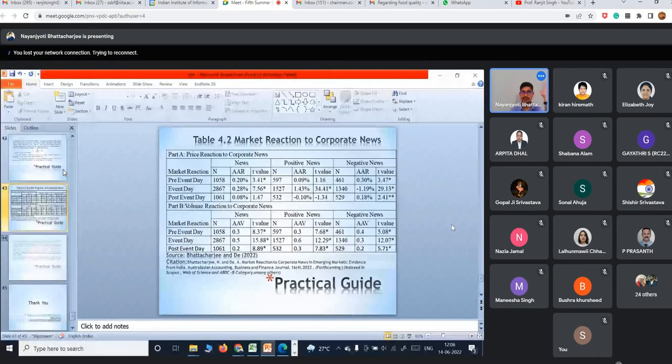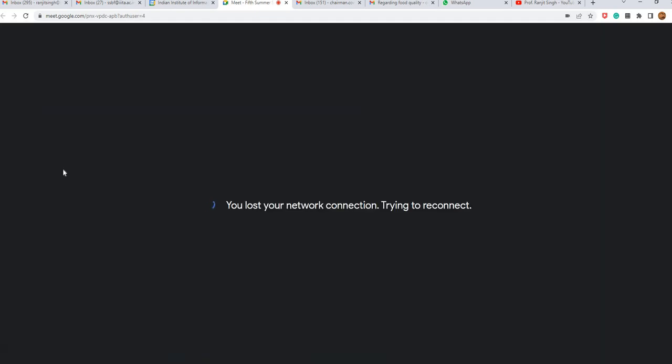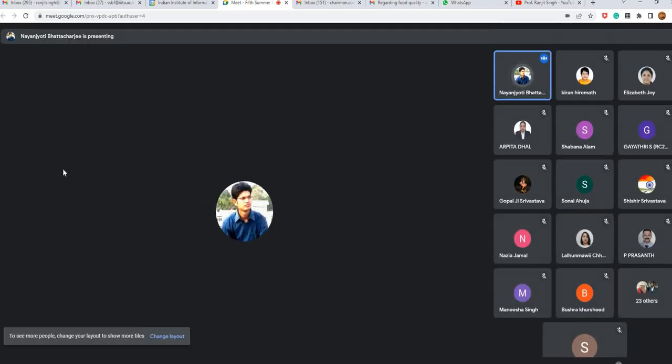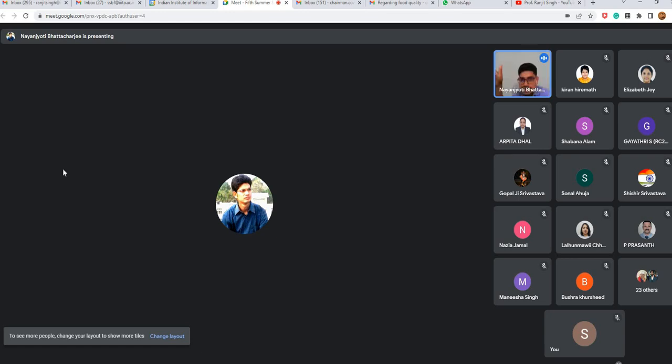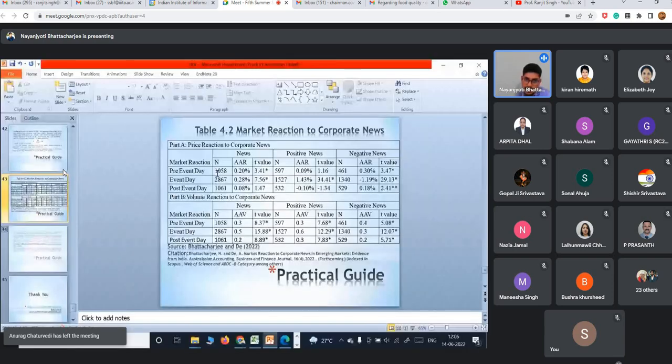This particular thing is taken from a research paper that has been accepted for publication in the journal Australasian Accounting. It summarizes the kind of reaction that you observe on the day of the event. If we talk of the news flows at the aggregate level, we have this positive reaction.